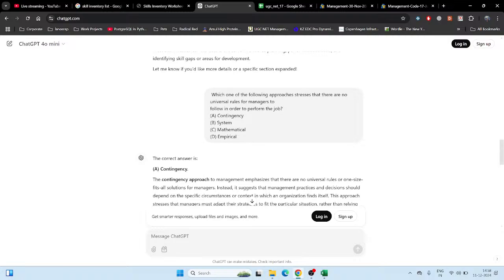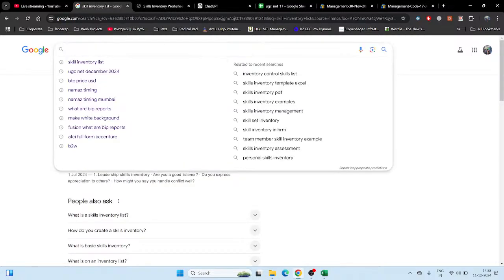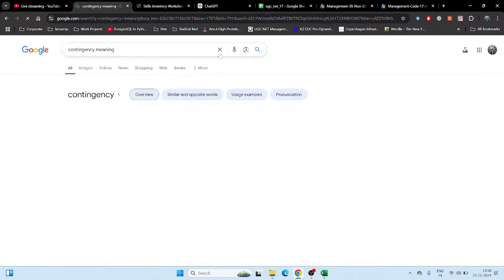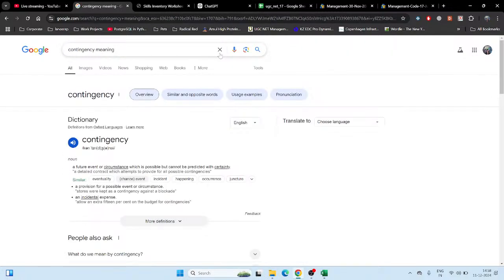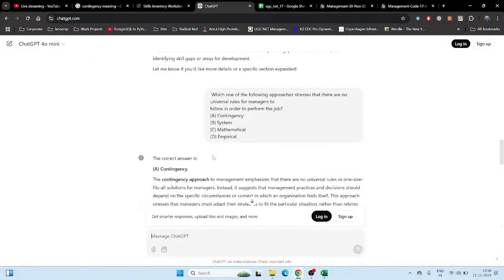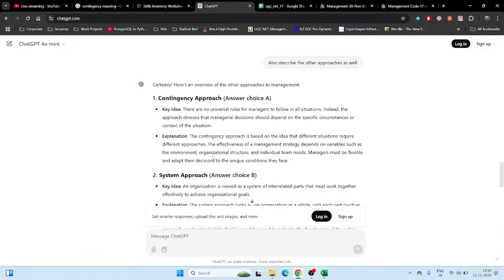Contingency means, let us see, a future event or circumstance which is possible but cannot be predicted with certainty. So if it cannot be predicted and it can happen, then it follows that it would align more with the idea of there being no universal rules for managers to follow. And let us see the answers.